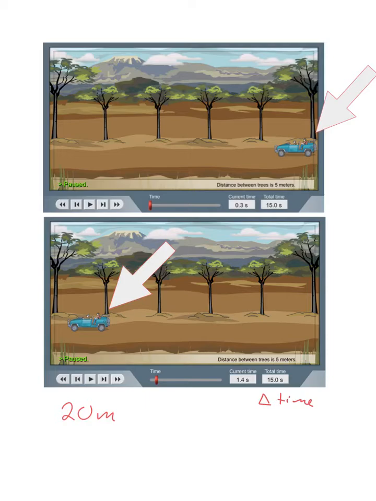Remember that delta means change in, so it's going to be 1.4 seconds minus 0.3 seconds, and the reason is that that difference will tell us how long it took to travel from this tree to this tree. By subtracting, you get the difference. And the answer there is 1.1 seconds. So this car traveled 20 meters in 1.1 seconds.